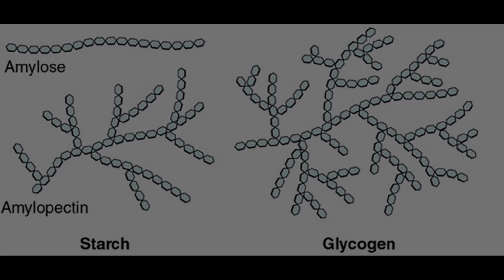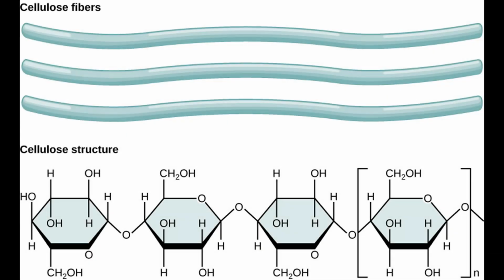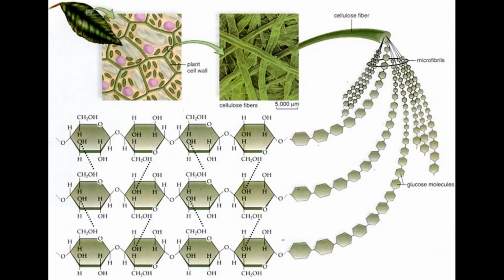Cellulose is a long, straight chain of beta-glucose and is used in cell walls. The cellulose chains are linked together by hydrogen bonds to form strong fibers called cellulose microfibrils. There are only 1 to 4 glycosidic bonds.